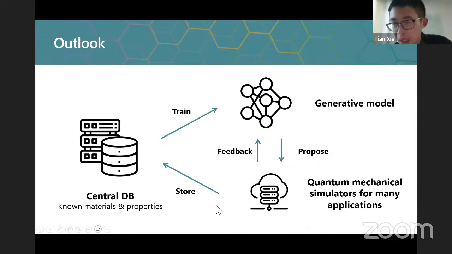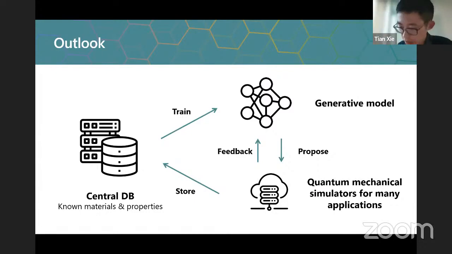So therefore, you have this kind of iteration loop where you can improve the material design by jointly having more data stored in the central database while improving this generative model and applying them to a broader range of applications. So this is a very exciting direction that we are currently exploring at MSR AI4Science.